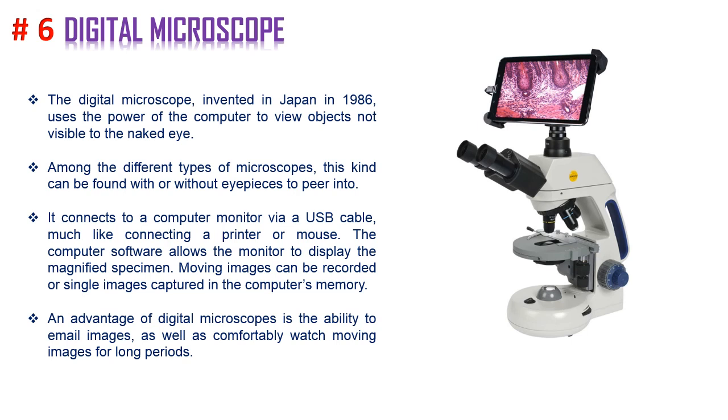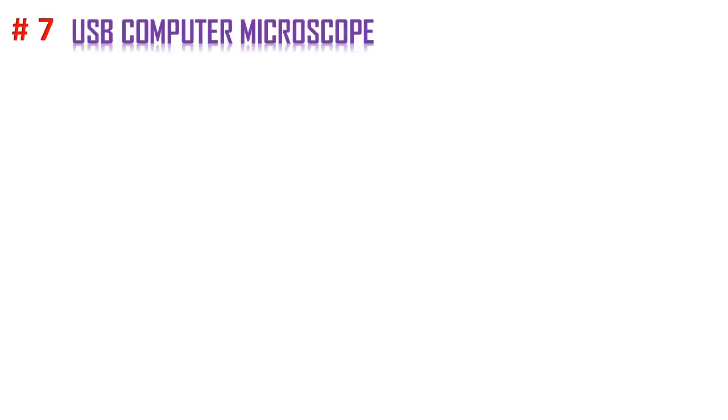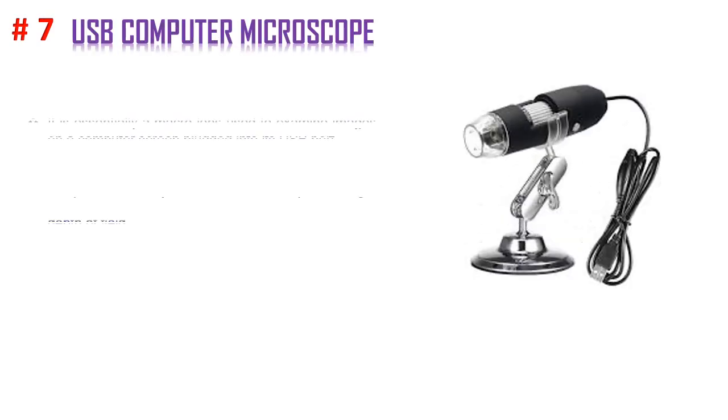It connects to a computer monitor via a USB cable, much like connecting a printer or mouse, and the computer software allows the monitor to display the magnified specimen. Moving images can be recorded or single images captured in computer memory. An advantage of digital microscope is the ability to email images as well as comfortably watch moving images for a long period.